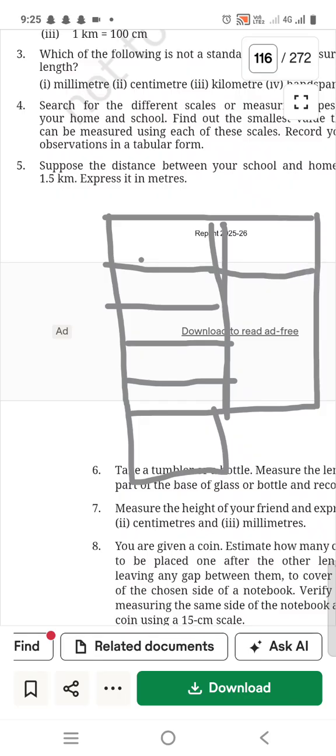Next column, smallest value of measurement. We have to write here: 1 millimeter, 1 millimeter, 1 centimeter, 1 inch, 0.1 millimeter, 0.01 millimeter. You have to write in the box.